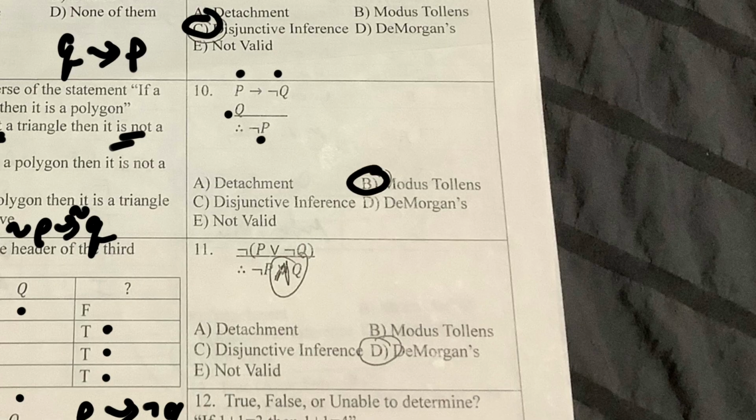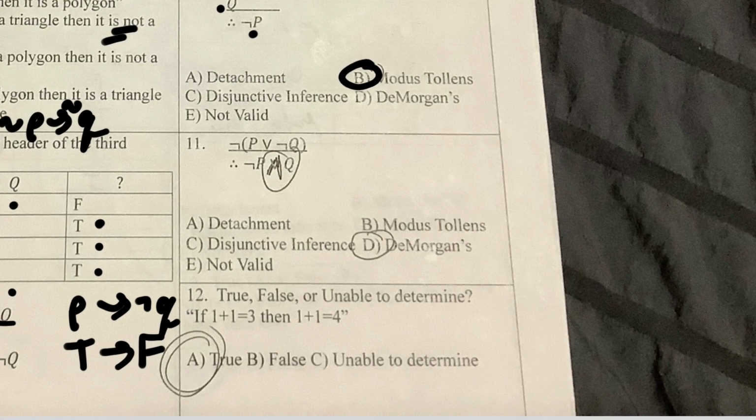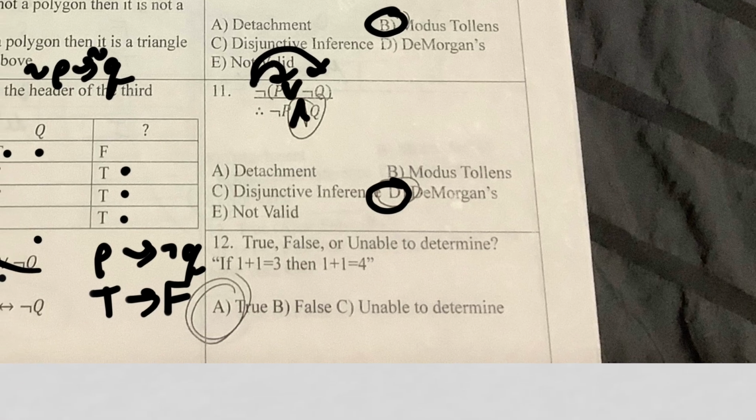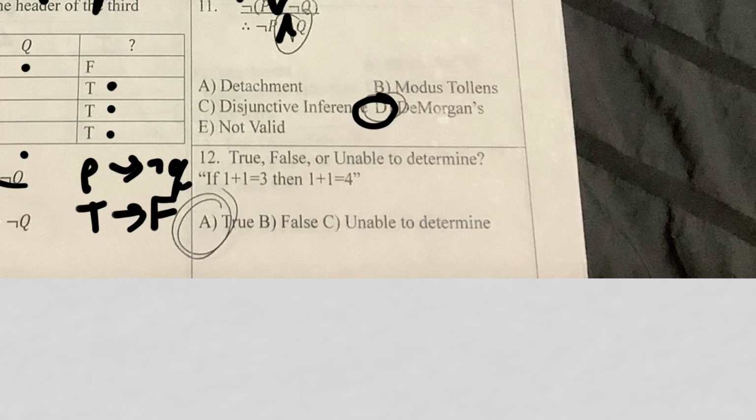And this one over here, this is exactly what De Morgan's is. It's almost like distributing the not sign through, but we flip the or sign over. And over here, as weird as this thing is, false implies false. Anything except for true implies false is true, so this is true also.